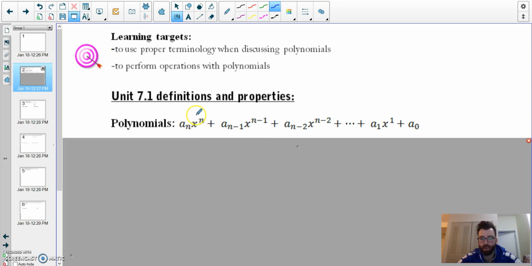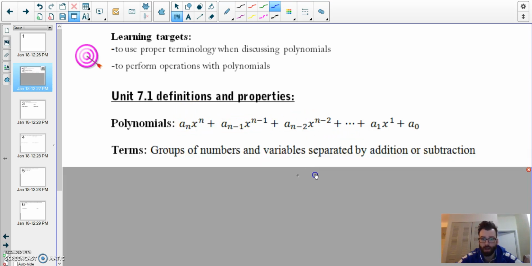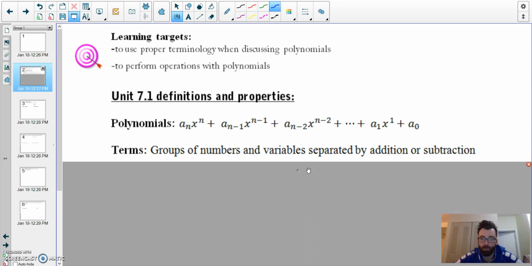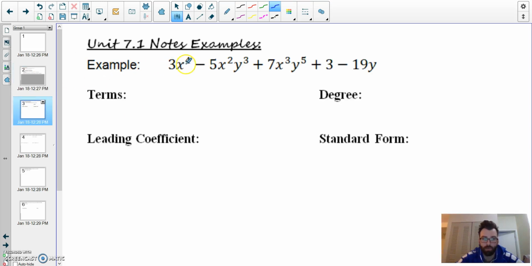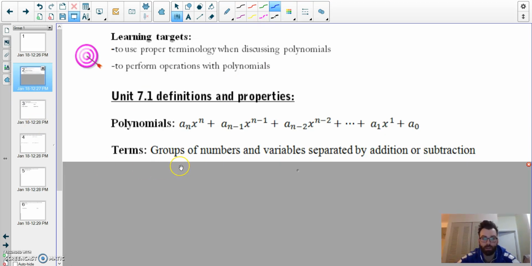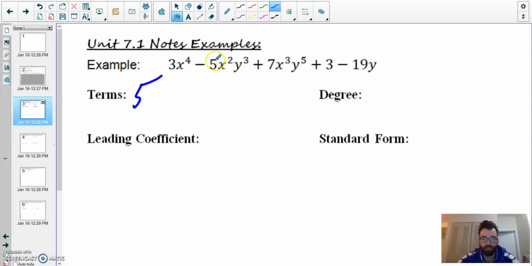This is called standard form, where our term with the highest degree is written first, and then we go in descending order. What are terms? Our terms are groups of numbers and variables separated by addition and subtraction. Okay, so if I look at our first example right here, I have 1, 2, 3, 4, 5 terms because I have 5 numbers or variables separated by addition or subtraction. Okay. Notice that 5x squared y to the third is one entire term here. Okay, that's not 3 separate terms. It's one entire term.